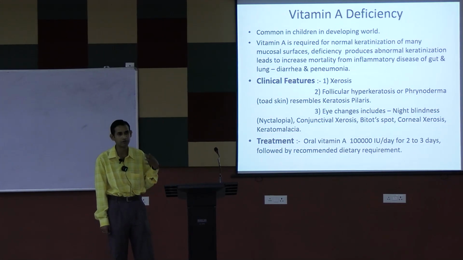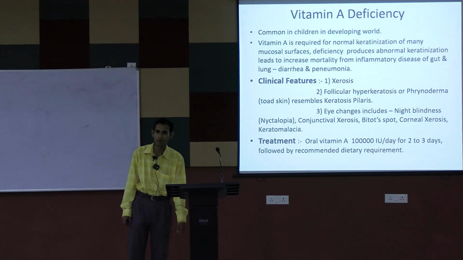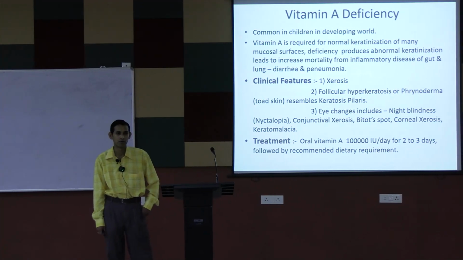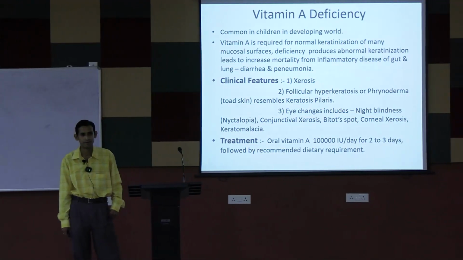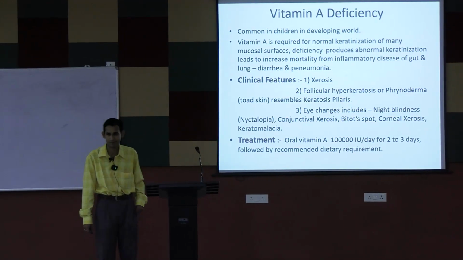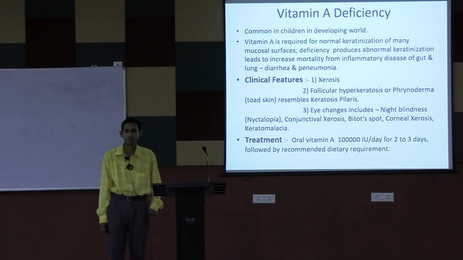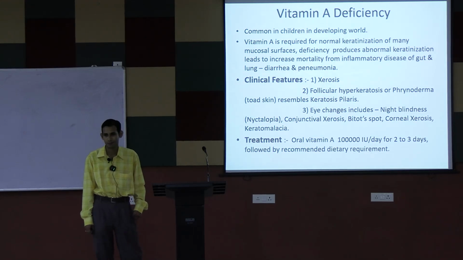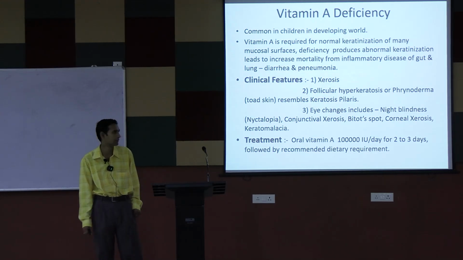Can you say some vitamin A rich foods? You have already been taught in your PSM classes. What are the vitamin A rich foods? Yes, carotenoids, fish, vegetables, spinach, and also some fish liver oils. These are usually vitamin A rich foods.